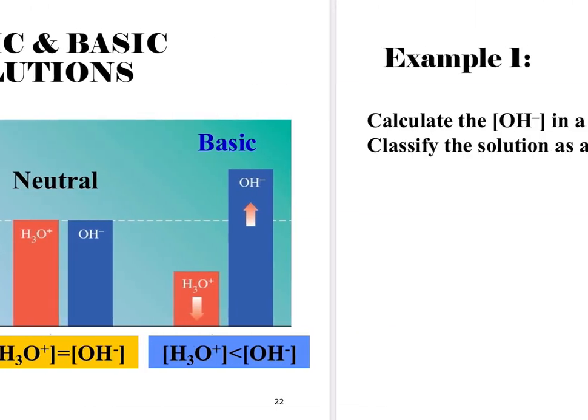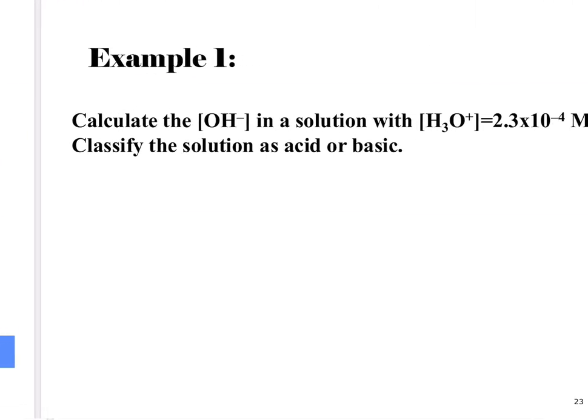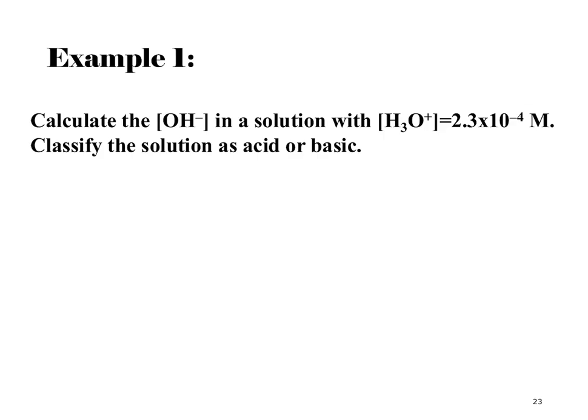Let's just do one quick example problem. So here we're asked to find the OH minus concentration in a solution in which H3O plus has a concentration of 2.3 times 10 to the minus 4 molar, right? And then it's asked, classify the solution as acidic or basic. So if we were to classify the solution as acidic or basic, we can even do that before doing any calculations right now. Does anyone have any idea how we would do that?